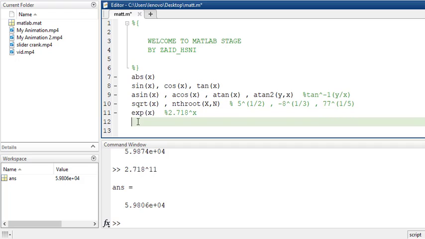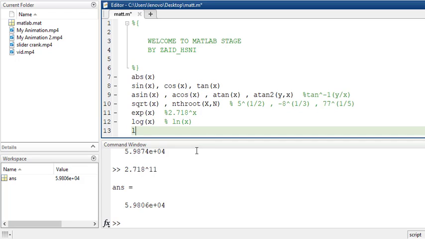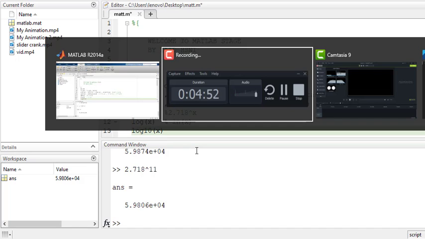We can type it in our math expressions. And another command called log of x, which represents the natural logarithm of x. And the last command is log10 of x, the logarithm base 10. So now let's take some examples.